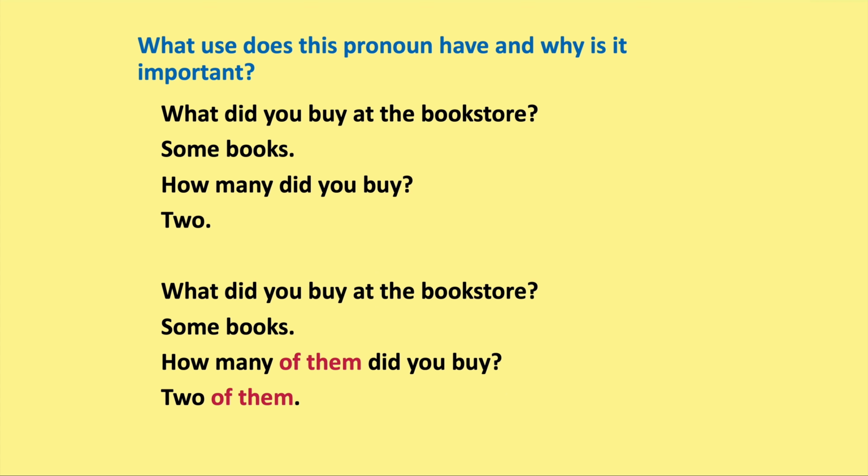Sometimes in English you don't need to have this extra information, but in Catalan you do. So for this example, what did you buy at the bookstore? Some books. How many did you buy? Two. You could also write, how many of them did you buy? Two of them. This "of them" is necessary in Catalan by using "en".